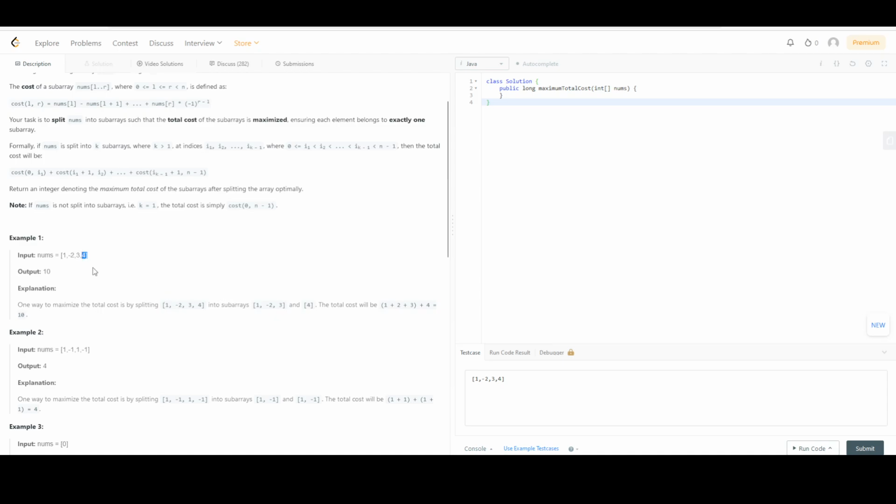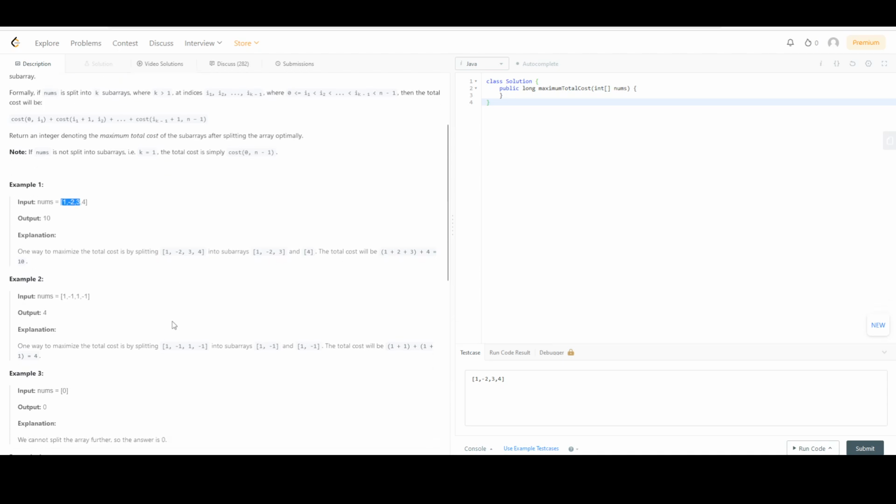And there is another way also. Divide a subarray 1, -2, 3 and then 4. Here plus symbol, minus symbol, minus minus plus, so it means plus 2, and here plus 3 for 3, plus 4. So this will also give 10. So we have to do it in this way.